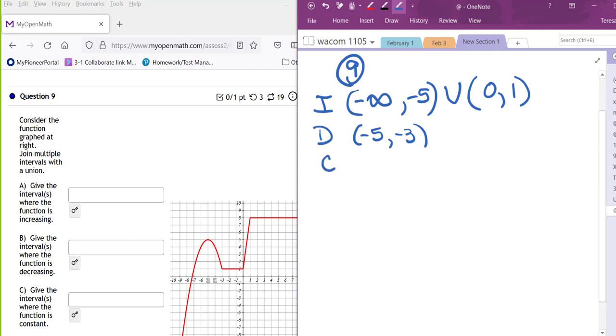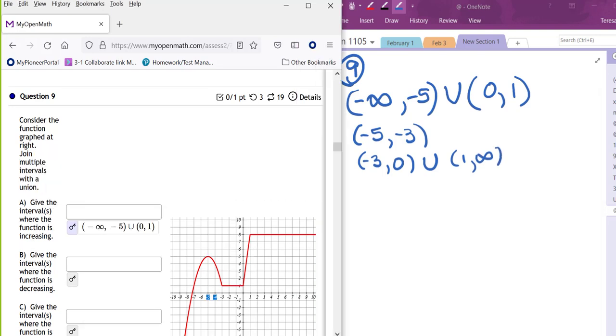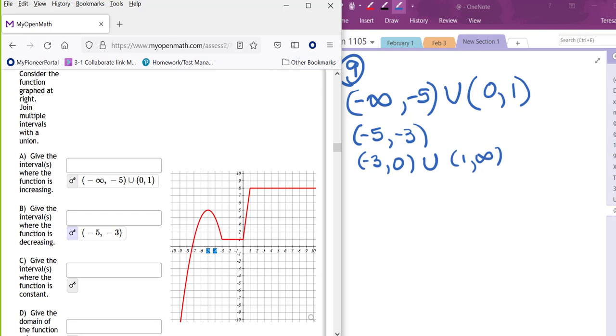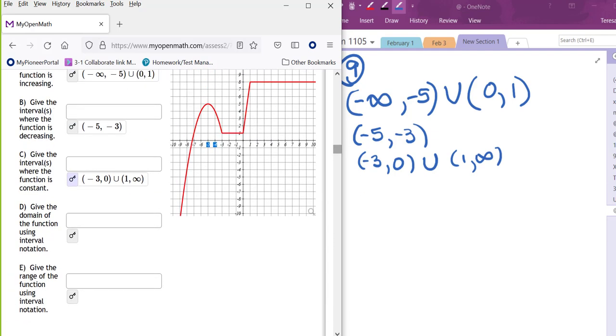And then constant, there are two constant ones. So this little tiny one, which is -3 to 0, union 1 to infinity. All right, and we'll see if I have the answers right. So this one, negative infinity to -5, union 0 to 1. Decreasing is -5 to -3. Where it is constant, -3 to 0, and 1 to infinity. And the other questions are domain and range.